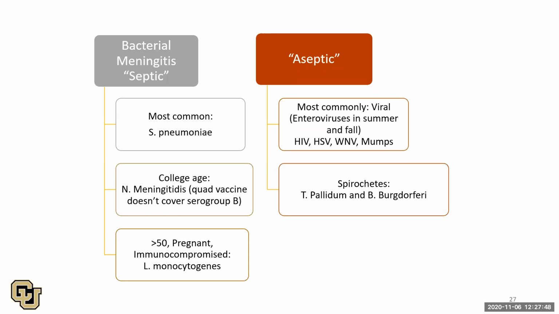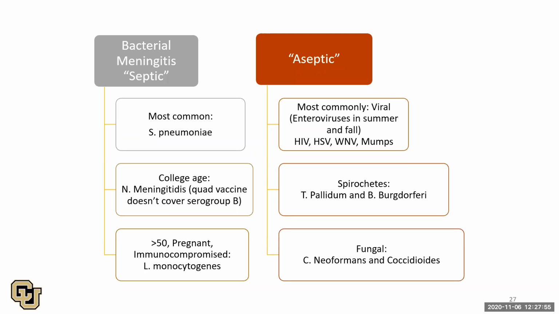You also have to think about spirochetes when you think about aseptic meningitis. Both syphilis and Lyme can cause meningitis. And then lastly, you have to think about fungal infections. So Cryptococcus and Coccidioides both can cause meningitis as well. And then TB sort of somewhere in there. Technically it's a bacteria, but it's not as common to see TB meningitis. It has a longer course and is usually slower in onset.